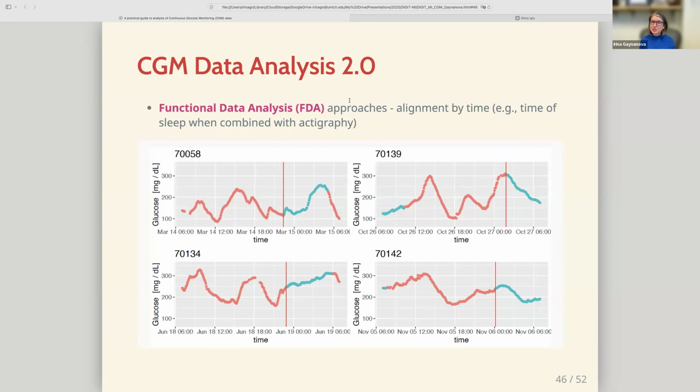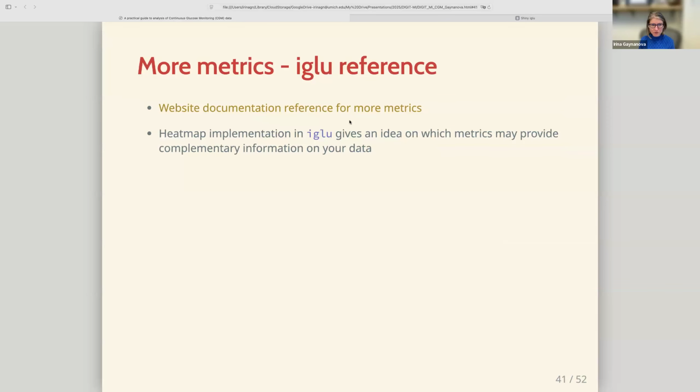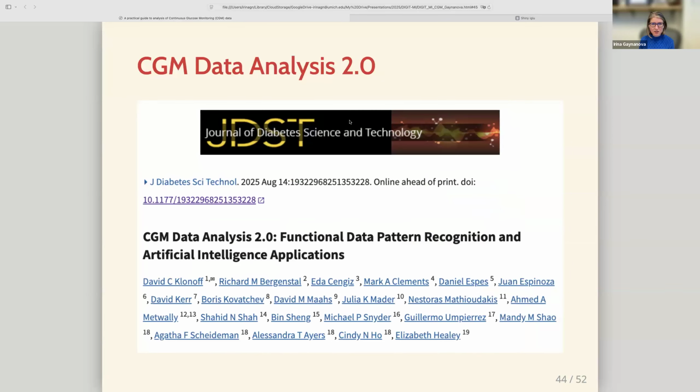Looking at it from more statistical perspective, oh, sorry, it did it again.